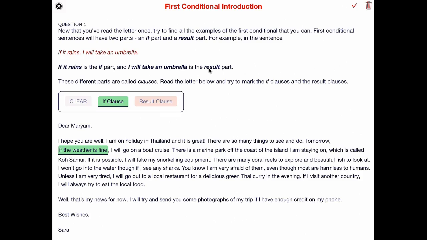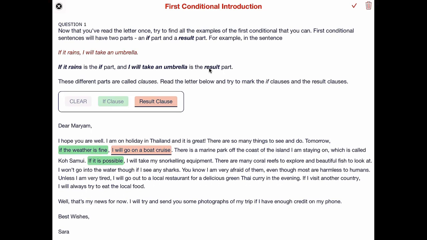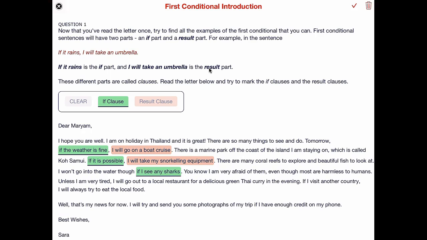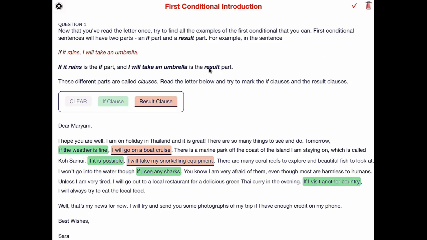There's one if clause. Another if clause. And we can probably go through and do the result clauses afterwards. Let's look for some more ifs. If I see any sharks. If I visit another country. I will.